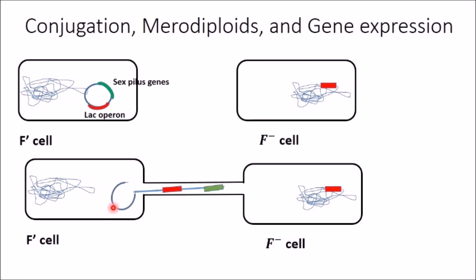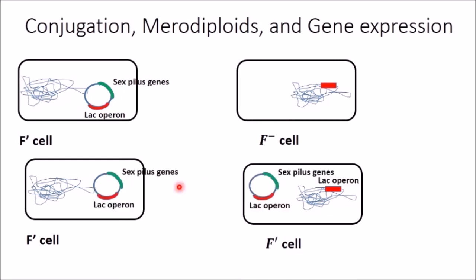It's going to start to transfer. And it transferred the genes. So again, the sex pilus gene and the lac operon shortly follow. And then DNA polymerase replicates the single strand that was transferred over. And now you have two F prime cells, and now they both have two.